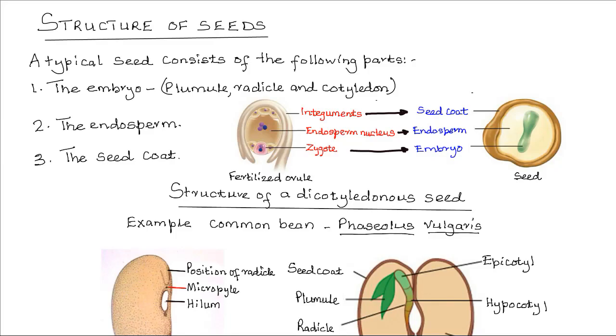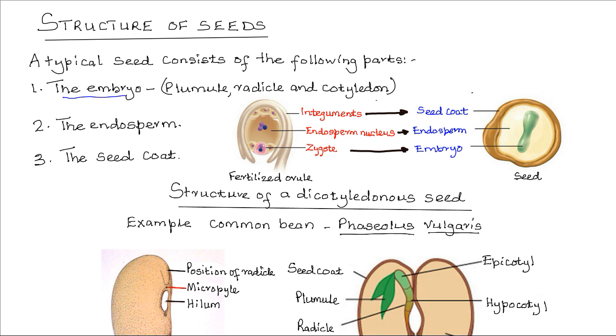The seed structure. Now, the first process in the growth and development of most plants is seed germination. So we first start by looking at the structure of a typical seed. A typical seed consists of the following parts. There is the embryo.